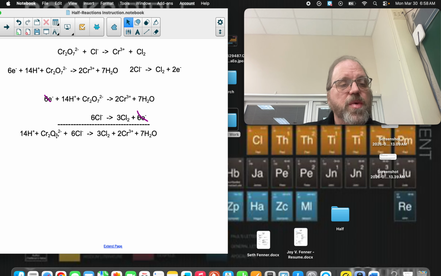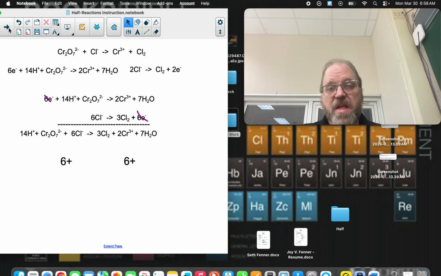Quick check. 14 minus 2 is 12, minus is 6. 2 times 3 is 6. It's plus 6 on both sides. This, again, is an acidic reaction.